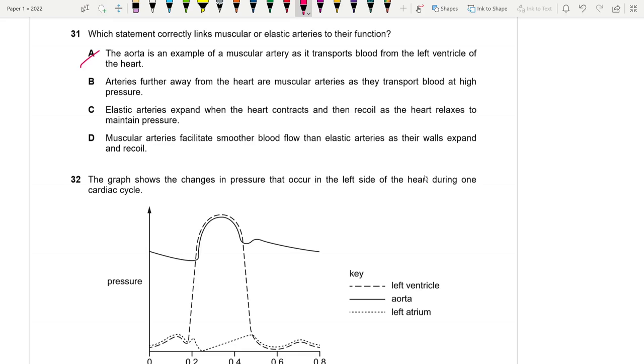31A is wrong. Arteries further away from the heart are muscular arteries. That is true as they transfer blood at higher pressure. This is wrong. You need elasticity to transport higher pressure. Elastic arteries expand when the heart contracts and then recoil as the heart relaxes to maintain pressure. Exactly. Muscular arteries facilitate smoother blood flow than elastic arteries as they will expand and recoil. This is wrong, guys. That's the purpose of an elastic artery.